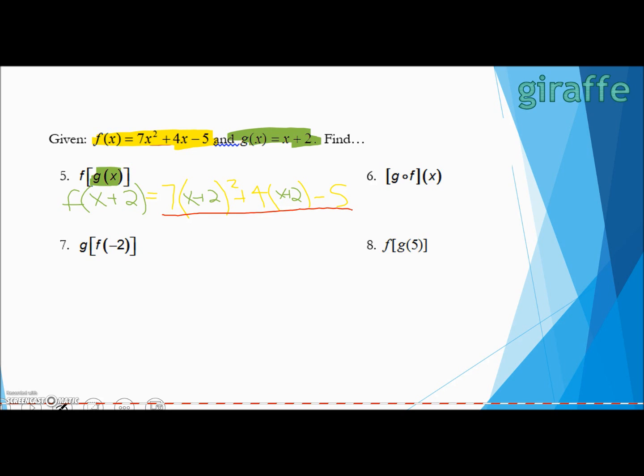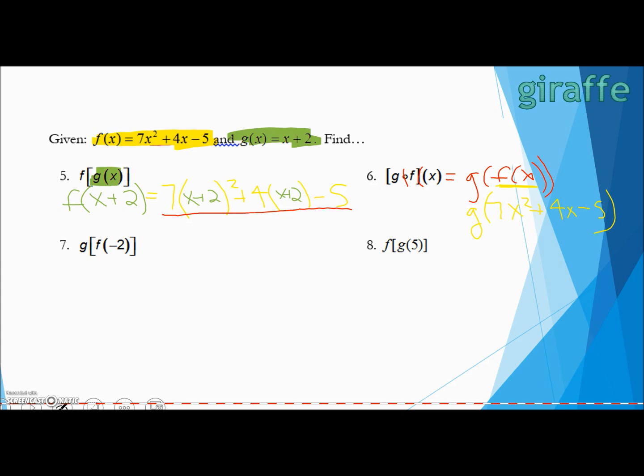Number 6. Now, again, remember that is just the same thing as writing g of f of x. So you can just replace them like that so you can see it better. So now I'm plugging f of x in for g of x. So I'm going to write out my f of x function, and I'm plugging it in to g, so it'll look like that.